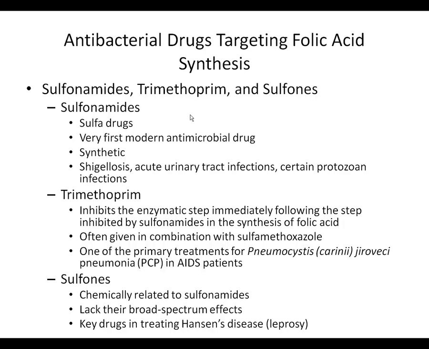This is often given in combination with sulfamethoxazole. A lot of times, if you look at your prescription of sulfamethoxazole trimethoprim, it'll say XS times T. And this is basically giving a one-two punch to the production of folic acid. If we don't stop it at the very start, we can stop it at the end, and it will keep folic acid from being produced. One of the primary treatments is for Pneumocystis carinii. This is basically Pneumocystis pneumonia in AIDS patients.